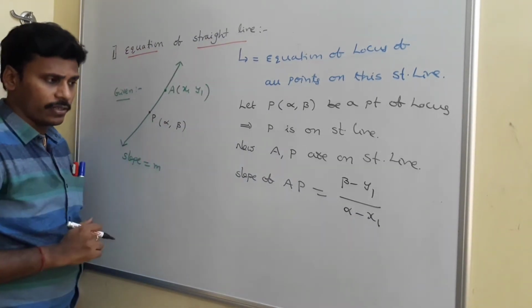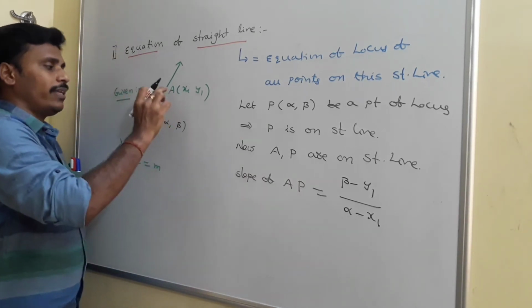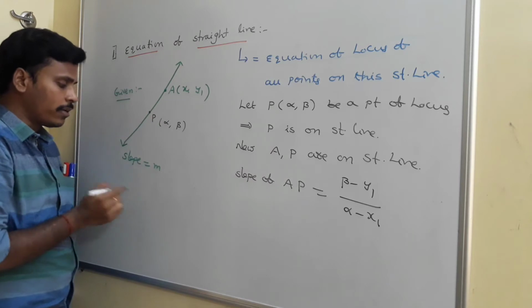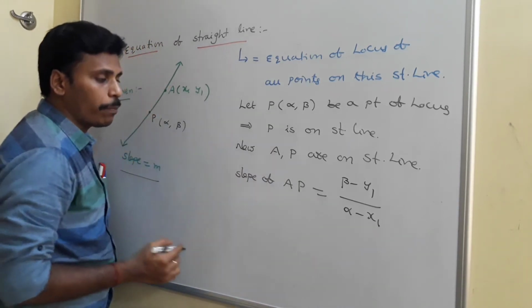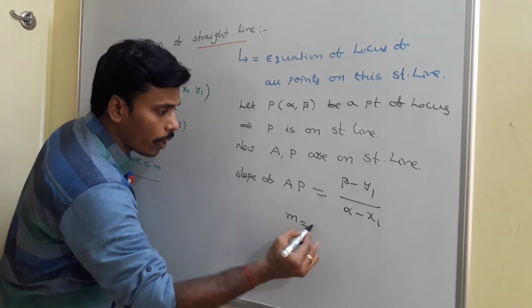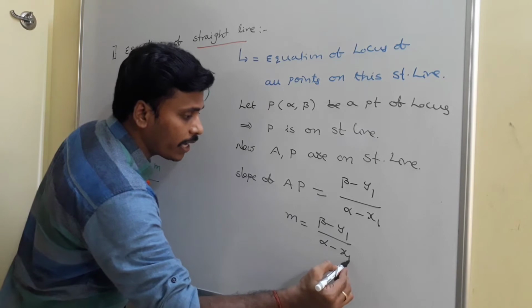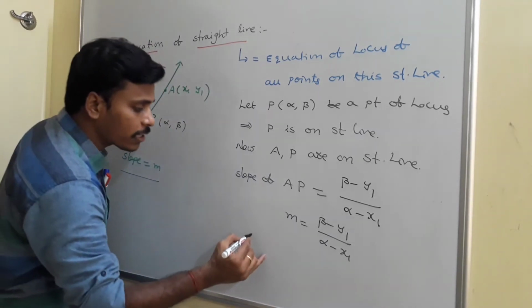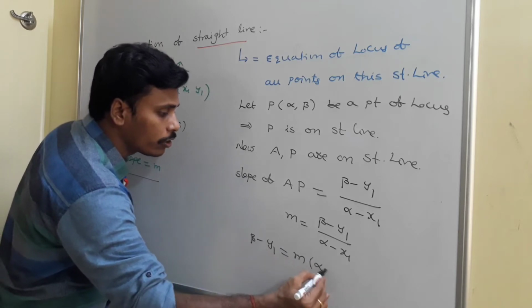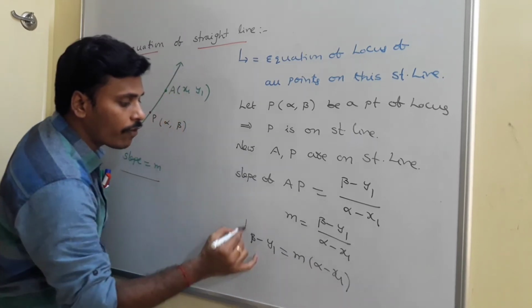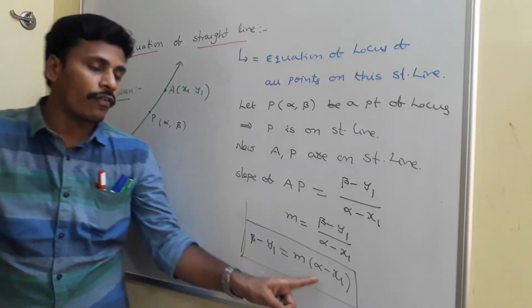And have a look at this. What is the slope? This is the slope of AP. AP line is nothing but the given line, and its slope is given as m. So we can replace the slope of AP with m. So m is equal to beta minus y1 by alpha minus x1. And if you do cross multiplication, you have beta minus y1 is equal to m into alpha minus x1. At the end, this is the locus of alpha and beta.